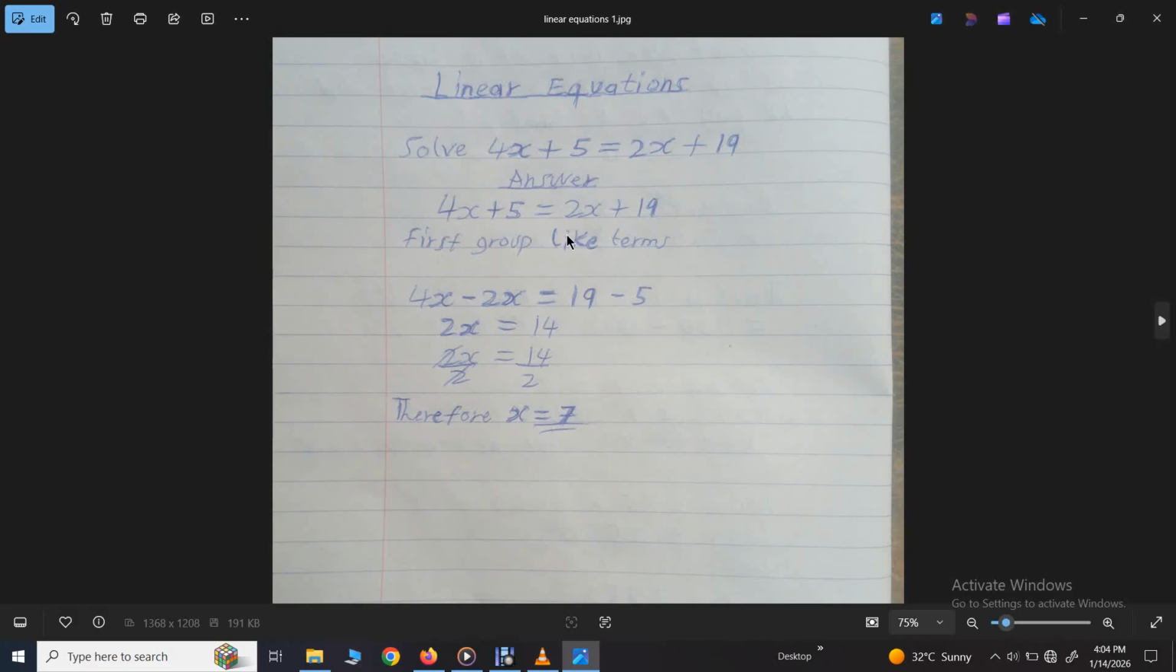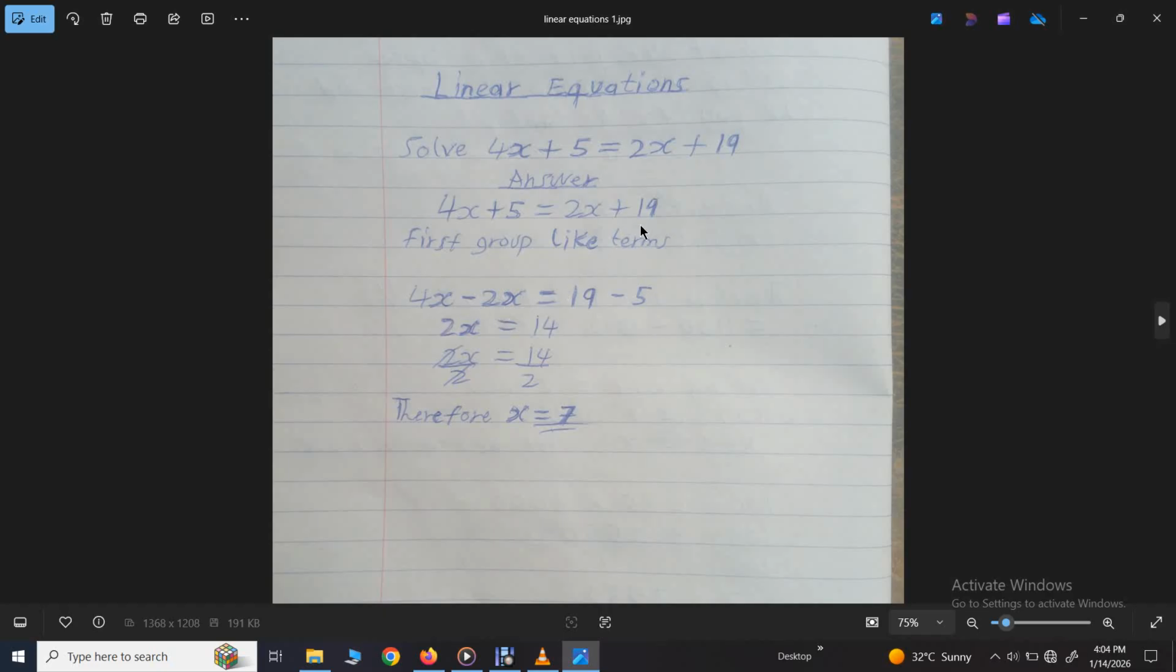Now, whenever a term crosses an equal sign, its sign changes. So if it is positive, it changes to negative. And if it is negative, it changes to positive. So therefore, crossing this term 2x over the equal sign, it becomes negative here at the left side. So therefore, we have 4x minus 2x.